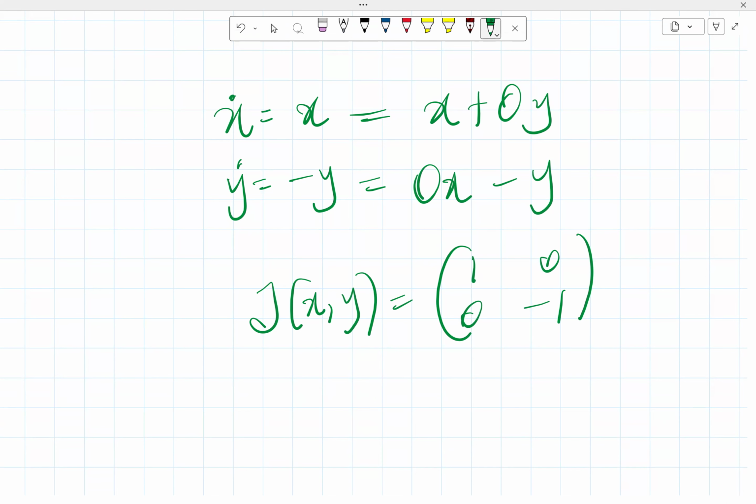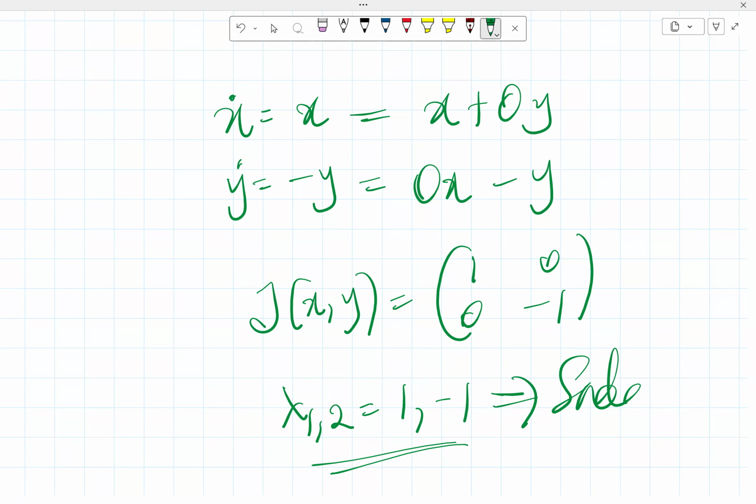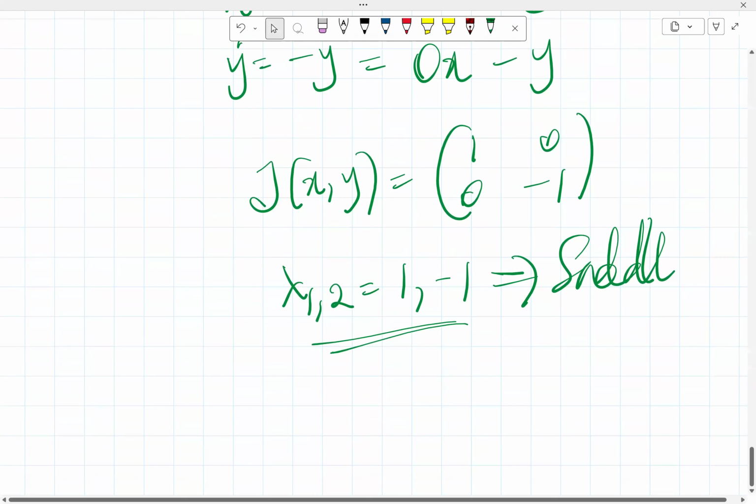So from here now, when you have a diagonal matrix like this, or even a triangular matrix, that is, you only have numbers along the principal diagonal and everything below it or above it is zero, then you can read off the eigenvalues straight. Here, lambda 1 and lambda 2 are simply 1 and minus 1. That's all. Okay, and this is a saddle because 1 is greater than 0 and minus 1 is less than 0. So this implies that you have a saddle.